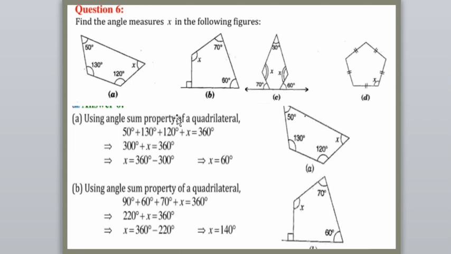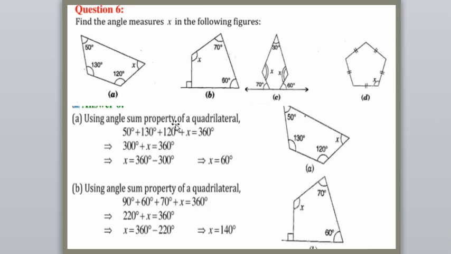So by using the angle sum property of a quadrilateral, we know that if a quadrilateral is given, then its angle sum is 360 degree. It means the sum of interior angles of a quadrilateral is equal to 360 degree. The interior angles given here are 50 degree, 130 degree, 120 degree, and the fourth angle is x, which we have to find out.